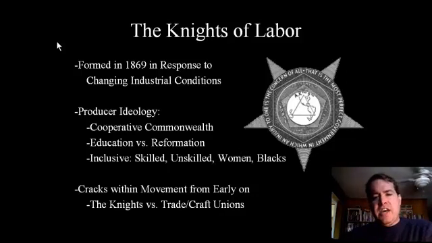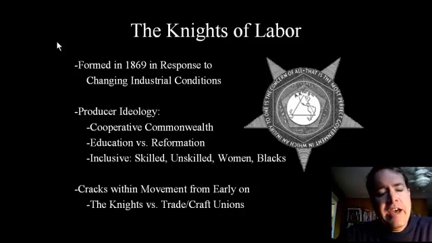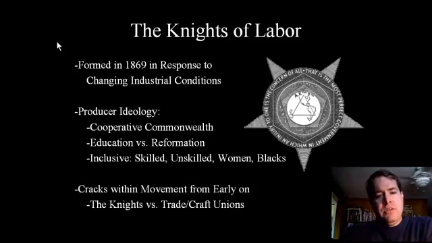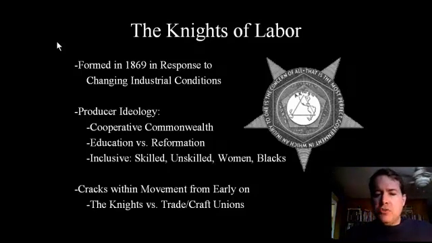Now, the interesting thing about the Knights of Labor is that they are not a labor union in the sense that they want to go on strike, that they want to fight management. Instead, they believe by educating the working man, both the native-born and the immigrant, they can create an organization that by its sheer size can force management, money, to recognize their prerogatives, to recognize the cooperative commonwealth, as they call it.